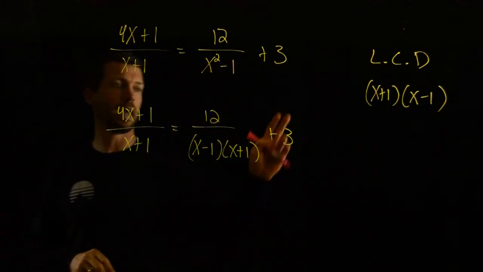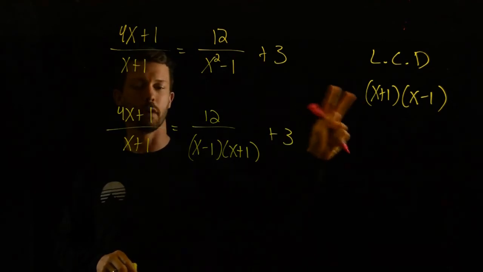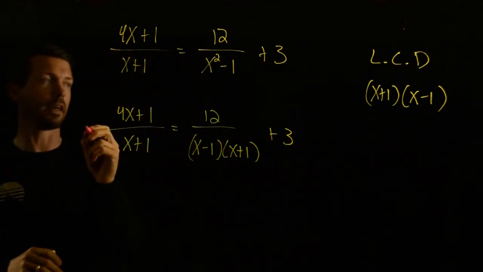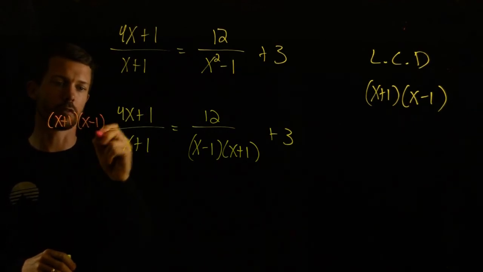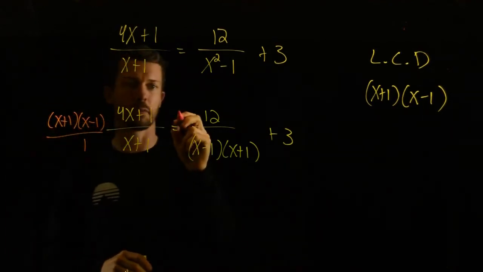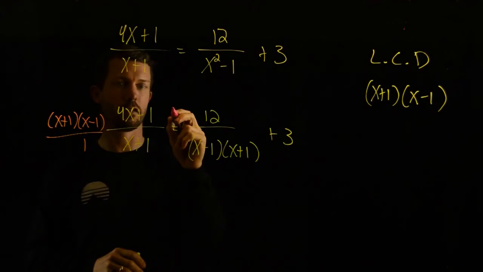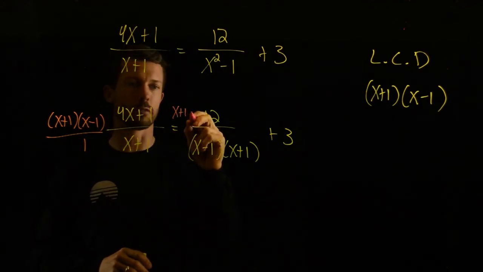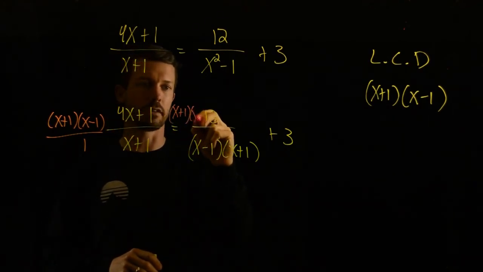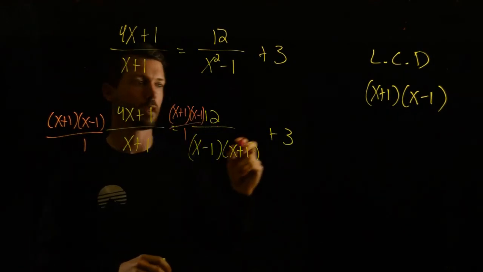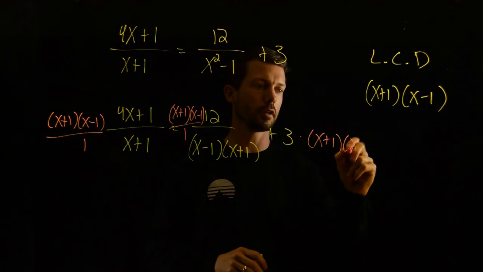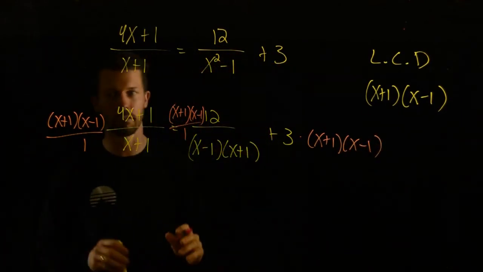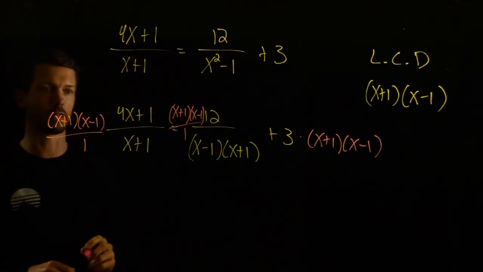So now that we have that, I have to multiply everything by that. So I'm going to multiply this by x plus 1, x minus 1, all over 1. Same thing here. I'm going to try to fit that in right here. I should have given myself some space, but hopefully I can get it in. And then I'm going to multiply this by x plus 1, x minus 1. So everything. You have to do every single thing. If you don't, it won't make sense.